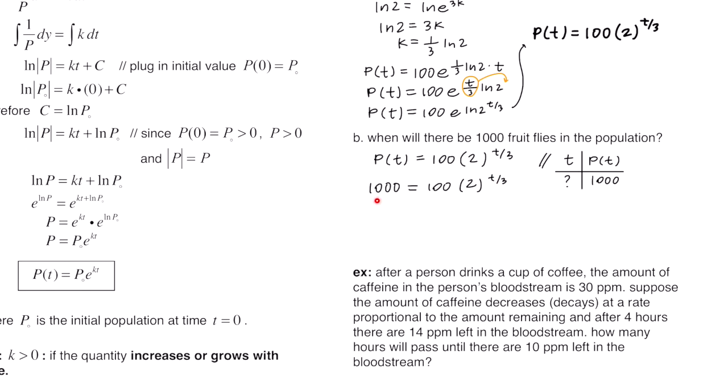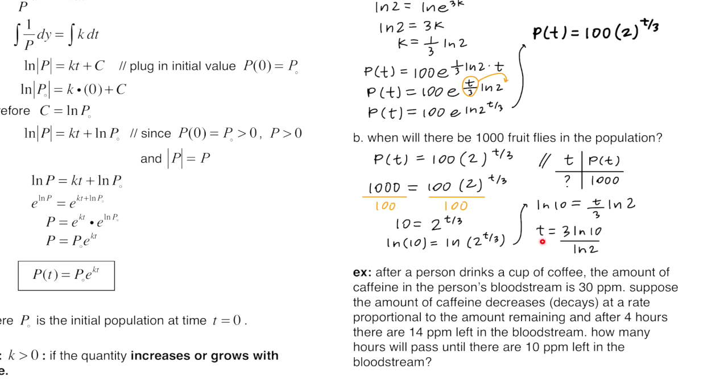First step, we're going to divide both sides by 100. So we get 10 equals 2 to the t over 3. And at this point, to solve for t, we can take the log of both sides or we can take the natural log of both sides. Either way will work. So I'm going to go ahead and just take the natural log of both sides. And by doing so, we can now, by properties of logs, bring this exponent and multiply it to the front. And then finally, to solve for t, we're going to multiply both sides by 3, and we're going to divide both sides by natural log of 2. So we have t equals 3 times natural log of 10 divided by natural log of 2. We're going to plug this into the calculator. So we end up getting that there's going to be 1,000 fruit flies in the population after 9.966 days.